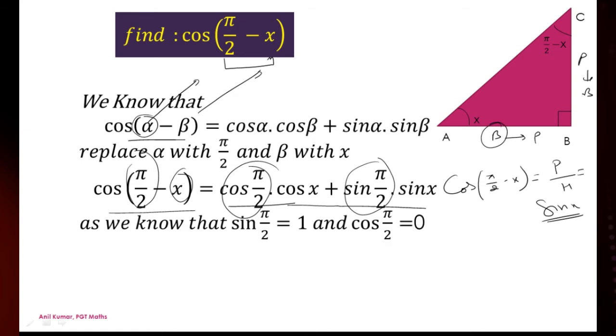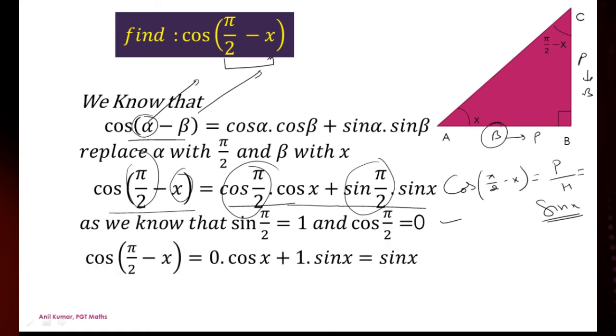And if I put the values of cos pi by 2 and sin pi by 2, as you know that sin pi by 2 is 1 and cos pi by 2 is 0, then cos pi by 2 minus x will become, this will be 0 and this will be 1. So here I put the values, this will become 0, my answer will be sin x. So cos pi by 2 minus x is equal to sin x.